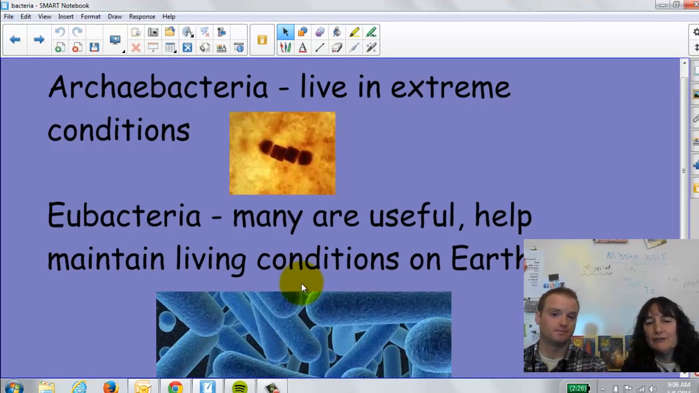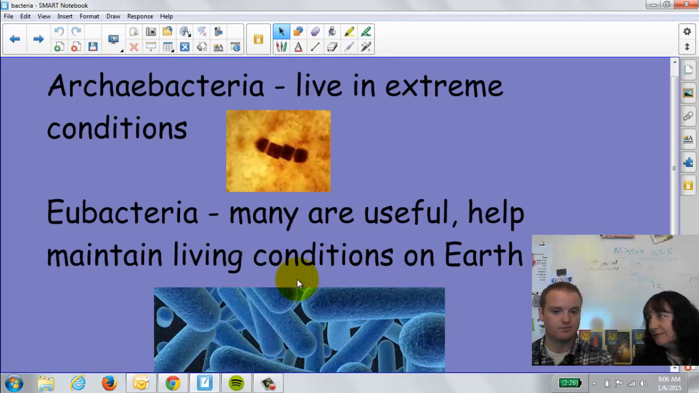Then we have two types of bacteria, and they actually each have their own kingdom now. The archaebacteria, and those are the really ancient ones. They live in really extreme conditions, like really high salt content, high temperature, high sulfur content, like around the volcanic vents in the ocean. Or even deep down in my gut, too. There's some down there.